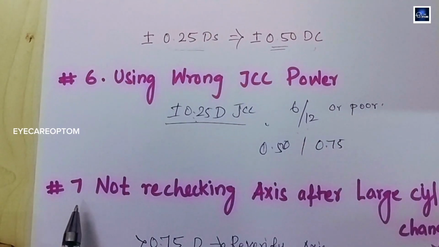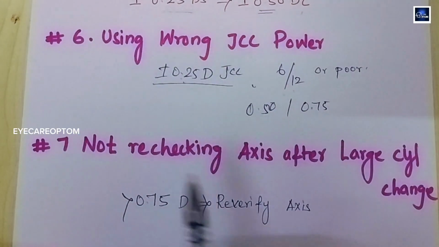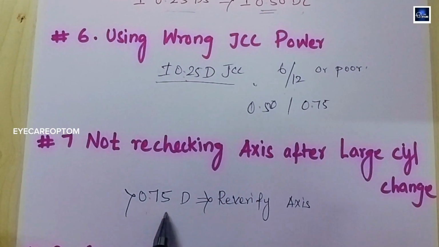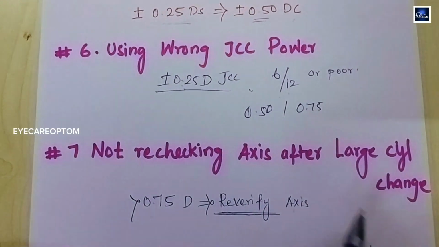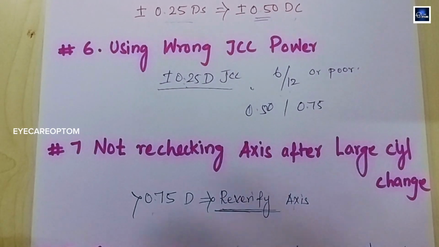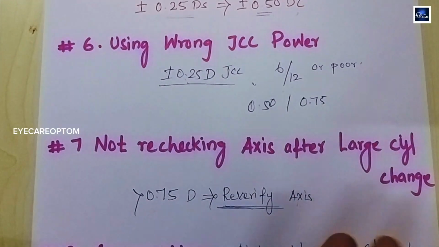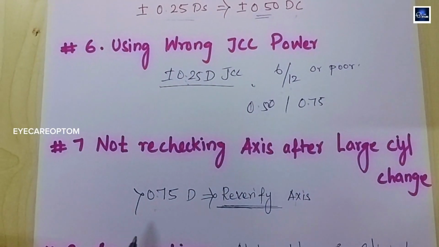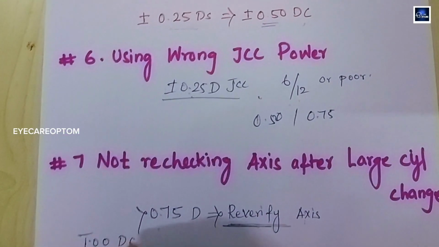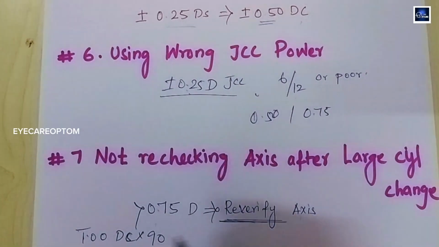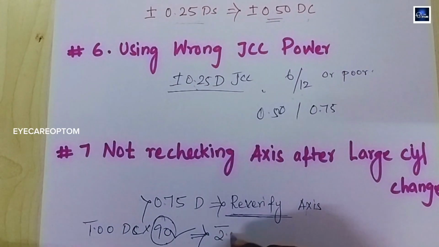And the seventh mistake, not rechecking your axis after large changes in the cylindrical power. If you change the cylinder 0.75 or more from your initial cylinder, you must re-verify the axis once again after your power refinement. This is very important because your patient's visual acuity will be significantly different before and after power refinement. Let's say you have a patient with a minus 1 diopter cylinder at 90 axis. Initially, when you were refining the axis, it was equal, and after power refinement, it turned into minus 2 diopter cylinder.